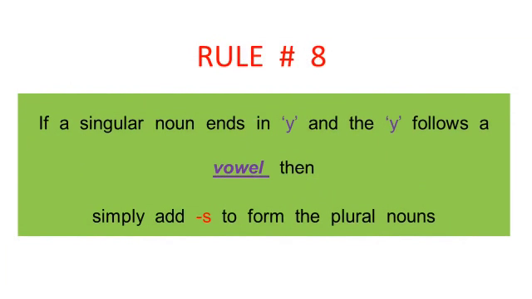Rule number 8. If a singular noun ends in Y and the Y follows a vowel, then simply add S to form the plural nouns. In the previous rule, what we did? We have to check the letter before the last letter Y, and if it is a consonant, what we were doing? We were dropping Y and we were putting IES. But if the letter before Y is a vowel, then we will just add S to form its plural. Let's see.